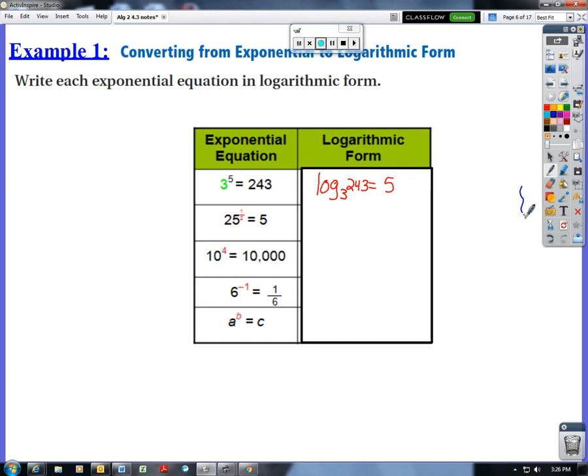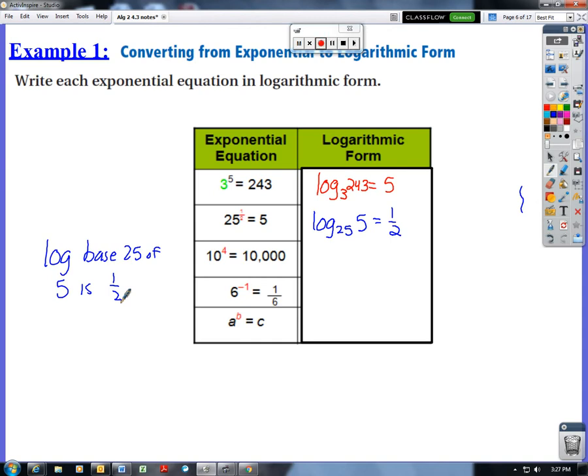Okay, I would say do these on your own. Pause the tape, do these on your own, and then return, and I'll be doing them. Okay, so this one's going to be log. The base is 25. The exponent's 1/2, and that means the 5 goes here. By the way, another way to think about this is you can read this as log base 25 of 5. Oh, by the way, that's how you read these. You say log base 25 of 5 is 1/2.